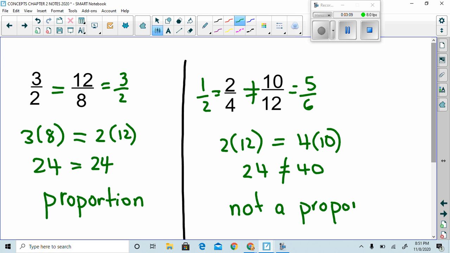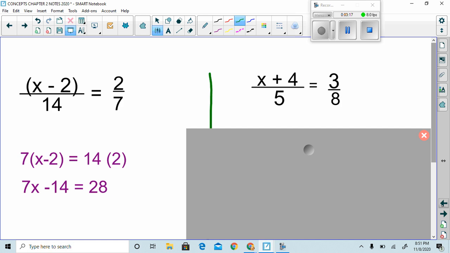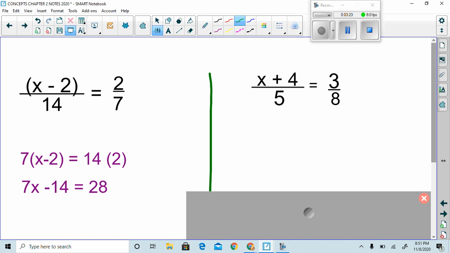So if you're given two ratios, and you're asked to test out if it forms a proportion, you can do either of these two methods. You don't have to do both. Choose one. But we are going to use cross products most of the time when we are solving. We did the one on the left last week. Let's take a look at the one on the right.